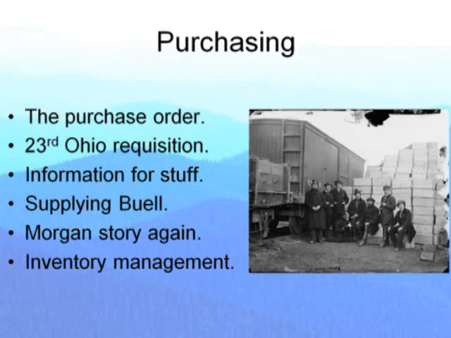The last form I want to consider is the purchase order. Requisitions were on standard forms. A requisition had to be filled out by the responsible quartermaster officer and authorized by the commanding officer of the particular command unit. An interesting example occurred when Perkins was in Gallipolis, Ohio, in spring of 1864.